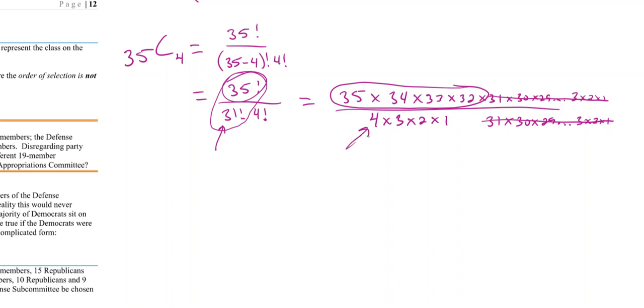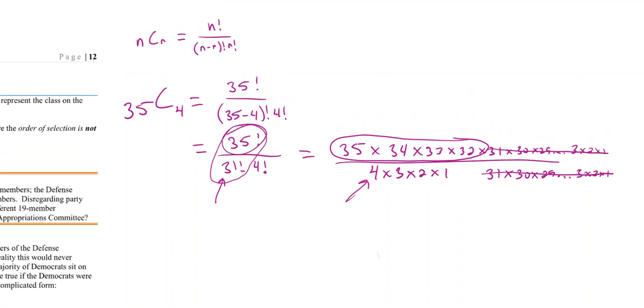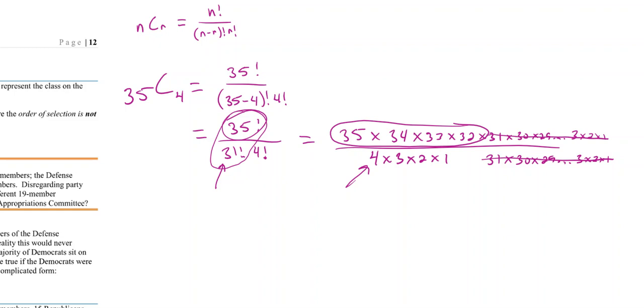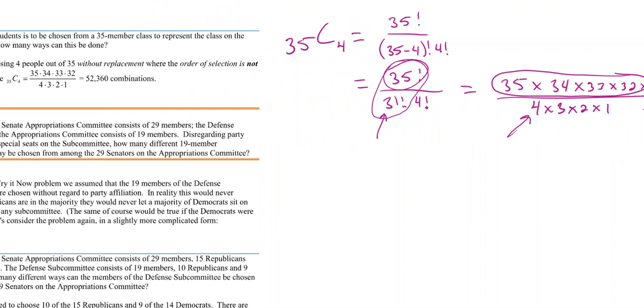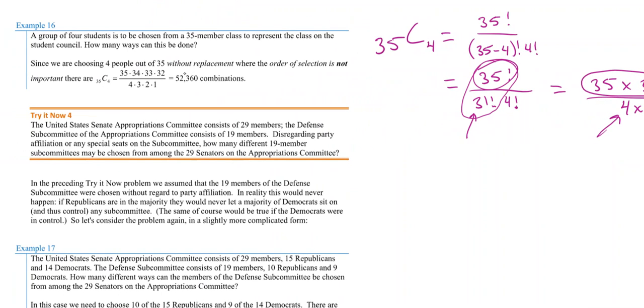And remember that the bottom here is just all the ways that those 4 people on the committee could be rearranged, right? Because I don't care who's first, second, third, or fourth. So that's just 4 factorial for the number of ways it can be rearranged. Okay, so if you put that all in, we get 52,360. Okay? All right.